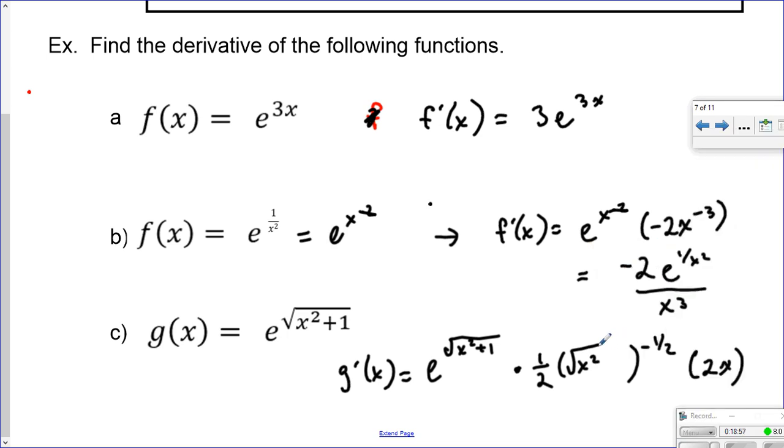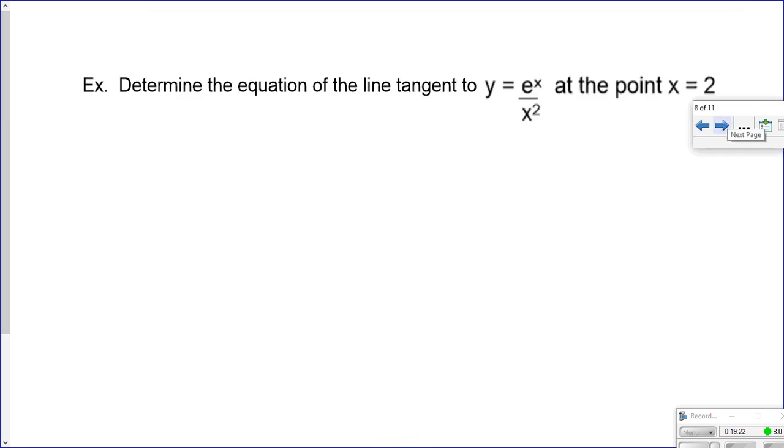So this is the derivative of my square root function, which is 1/2 times the square root of x squared plus 1 to the negative 1/2, and then I have to take the derivative of the inner function here, and that's 2x. All right. These are a bit challenging here. There's going to be some homework questions for you to do these.